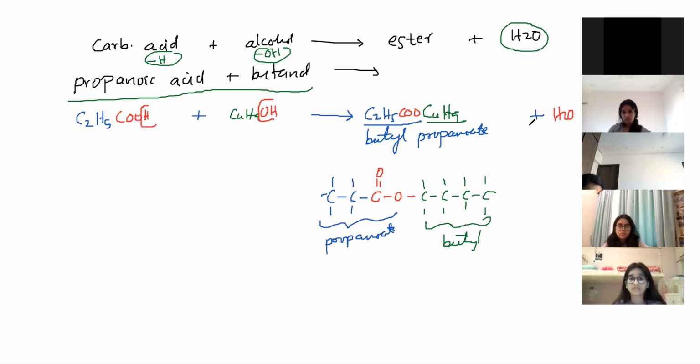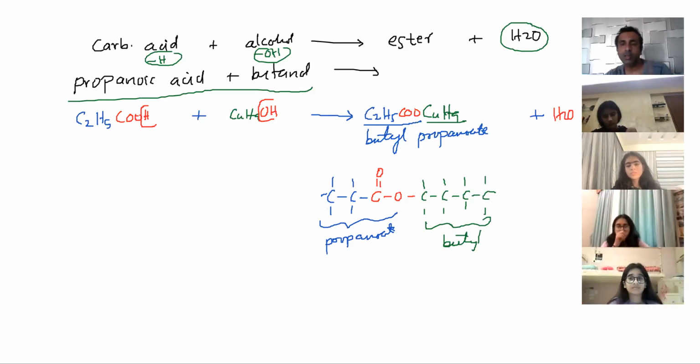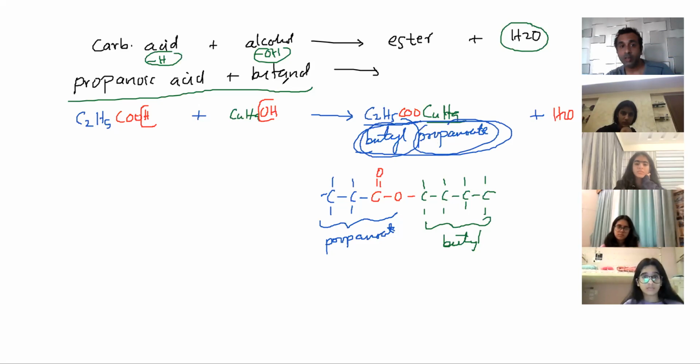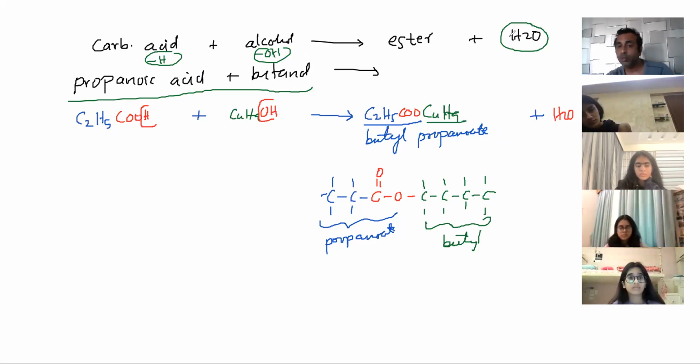Okay, is everyone clear about this so far? Yeah. Okay. You need to remember this method, like how do you form the ester, which part comes from the acid, which part comes from the alcohol. In the name, what should you say first, what should you say next? Now, in this particular reaction, why did I get the ester butyl propanoate? That's because I used butanol and propanoic acid.